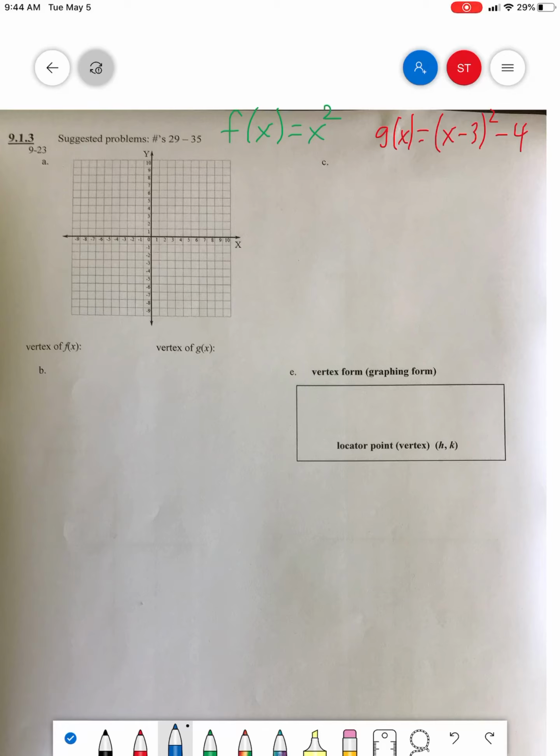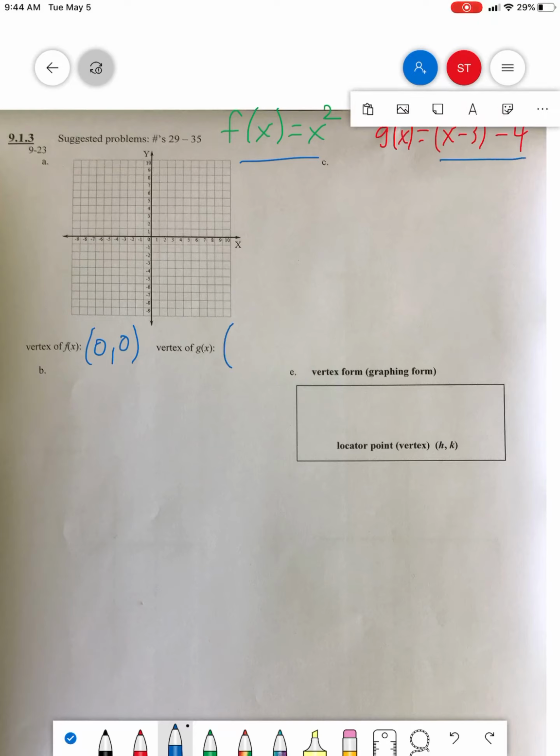All right, kids are going to do lesson 913. First thing it asks is the vertex of f of x. Well, here's f of x right here, so the vertex is obviously 0, 0. The vertex of g of x, remember, it is the opposite sign of this, so it's 3 and then whatever's over there. So 3, negative 4.